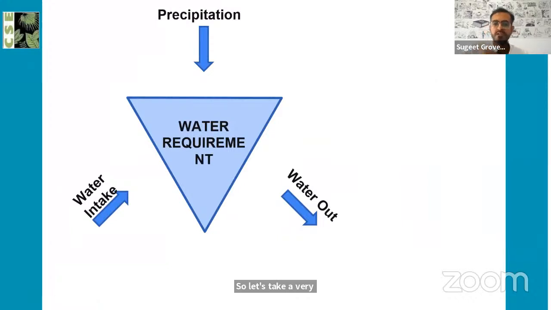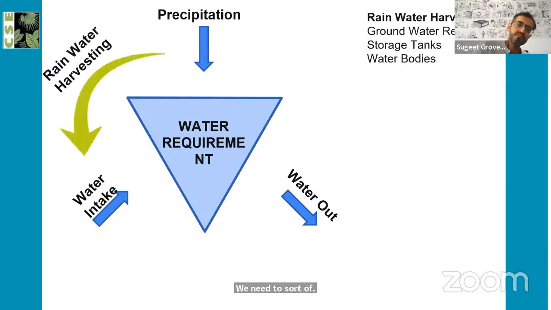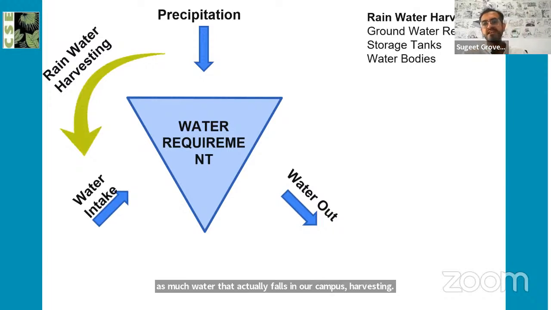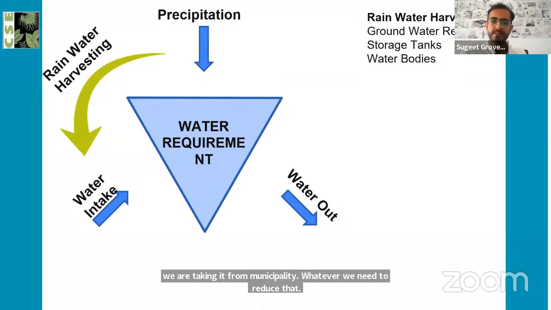So let's take a very basic idea. There is water. We need to store as much water as actually falls on our campus. So, rainwater harvesting. The water intake that we take, either from bore wells or from municipality-supplied water, we need to reduce that. And rainwater harvesting will actually help do that.